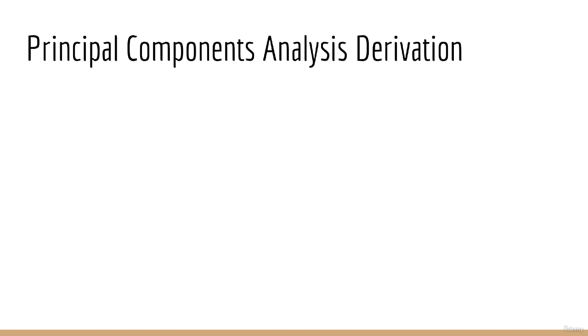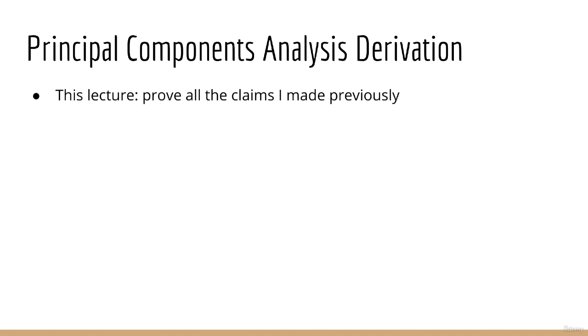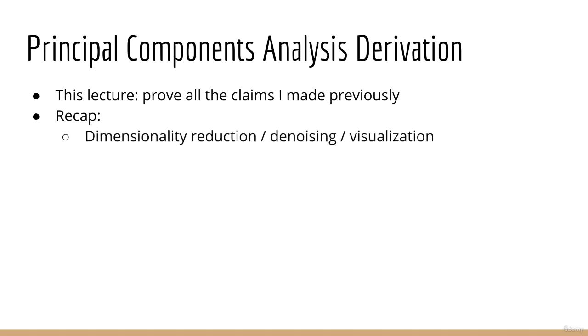In this lecture, which is the advanced lecture on PCA, we are going to prove that the PCA algorithm actually accomplishes what I said it would previously. Just as a recap, let's remind ourselves of what PCA can do. First, it does dimensionality reduction. We can reduce dimensionality by taking only the most important principal components. This is the same as denoising in visualization, because to do visualization, we need to reduce dimensionality to 2. To do denoising, we remove dimensions, which are just considered noise.